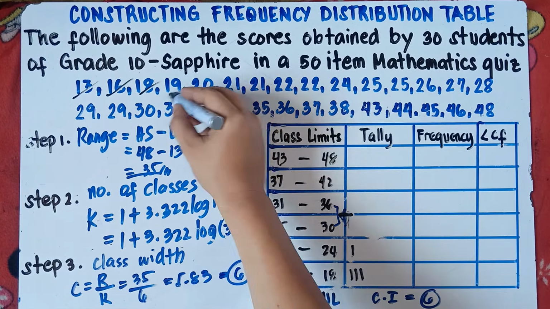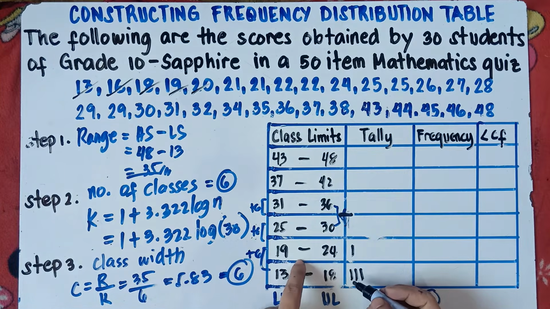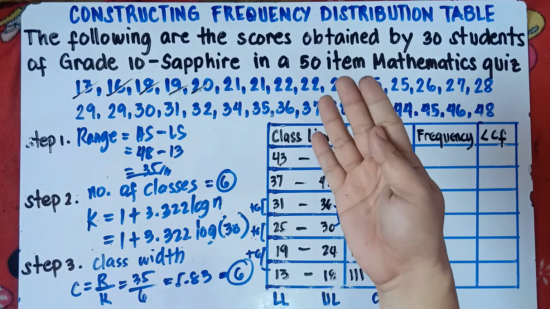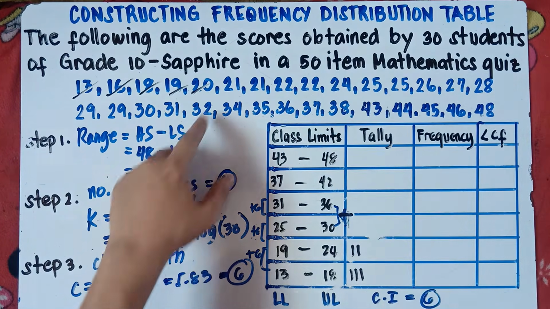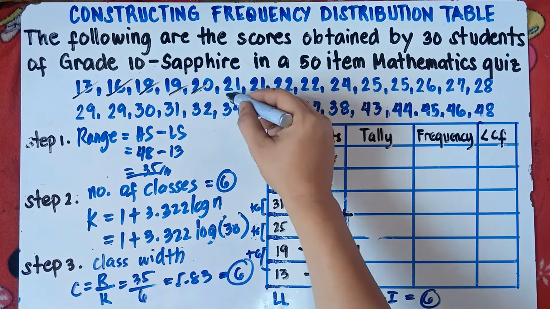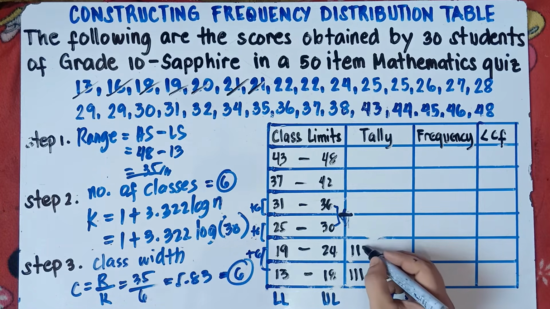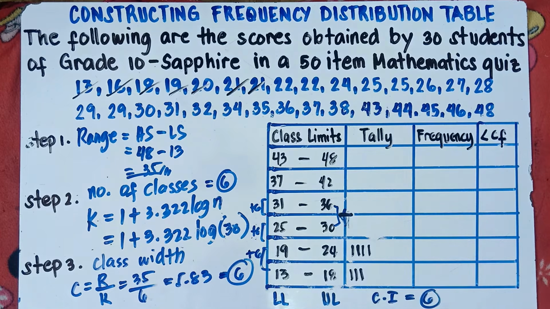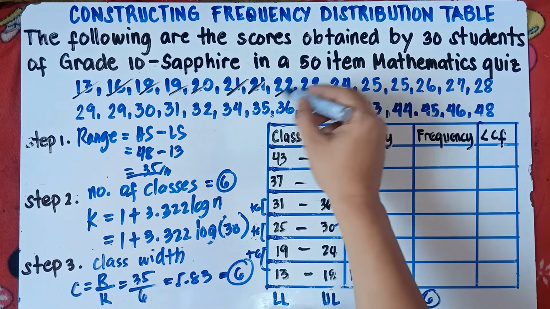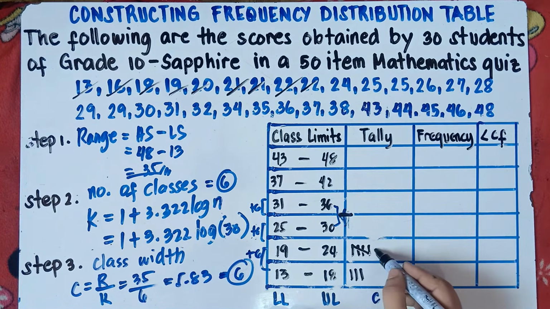Then 20. Of course, 20 is here in between 19 and 24. So once again, 19, 20, 21, 22, 23, 24. So 21 is here in the middle part, so we have two 21s. So 1, then 2. Then 22, we have 2. So 5, and this will be 6.